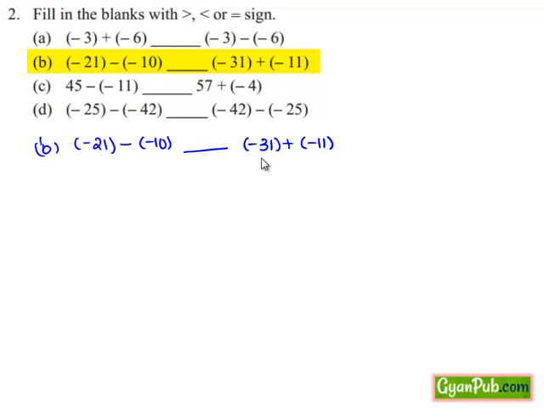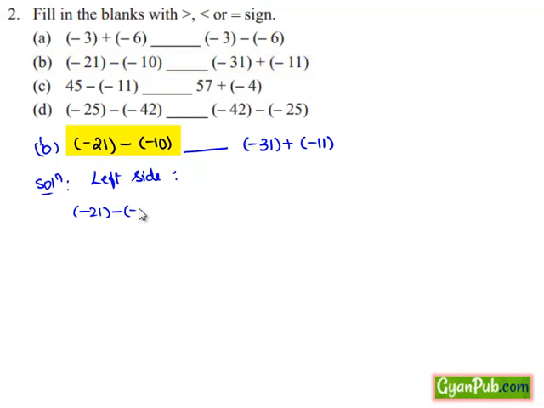Here we should find the sign with which this equation will balance. Coming to the solution, on the left side of this equation, we have two negative integers for subtraction. -21 minus of -10. Here we are subtracting a negative integer. For the subtraction of negative integer, we can add the additive inverse of that integer. Additive inverse of -10 is +10. So we are adding +10 to this -21.